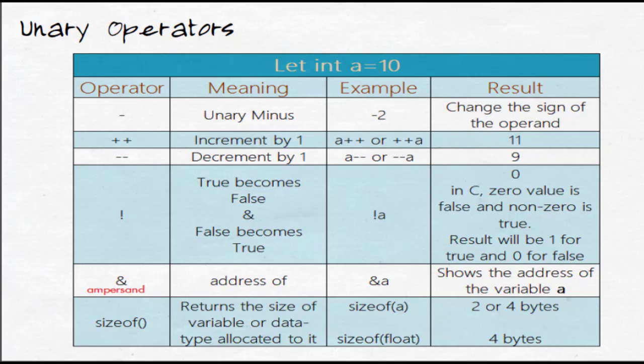Ampersand operator returns the address or memory location of the variable. So if we write &a, then it shows the address of the variable a. Sizeof operator returns the size of the variable or the data type. For example, sizeof(a) returns 2 or 4 because an integer variable takes 2 or 4 bytes in the memory to store the integer value.